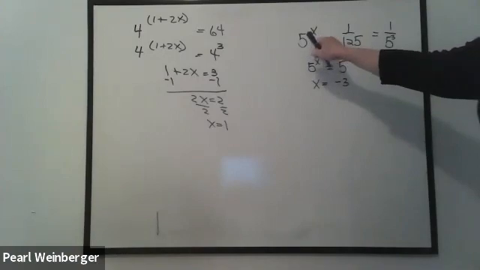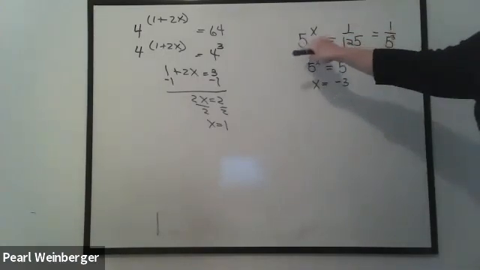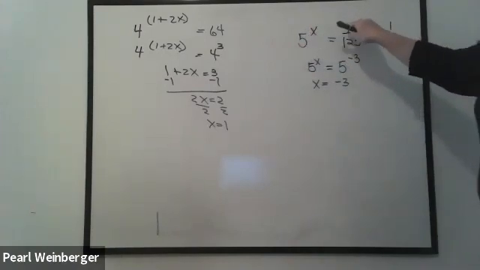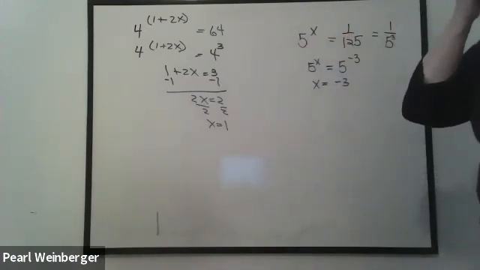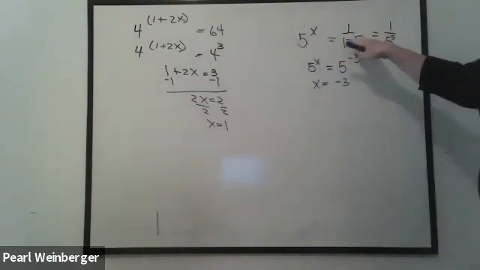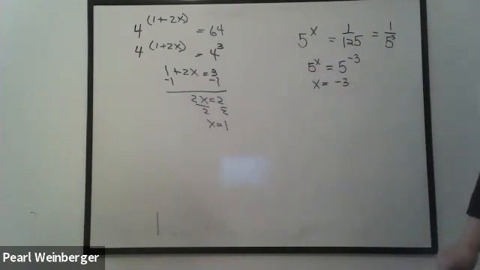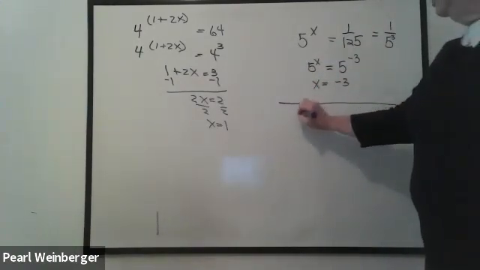So again, we did this exponential equation by putting the 1 over 125 in the same base as this side. It was obviously using base 5, and I wrote it as 5 to the negative 3, and therefore I was able to get the two exponents equal to each other. What if I had given you this equation?